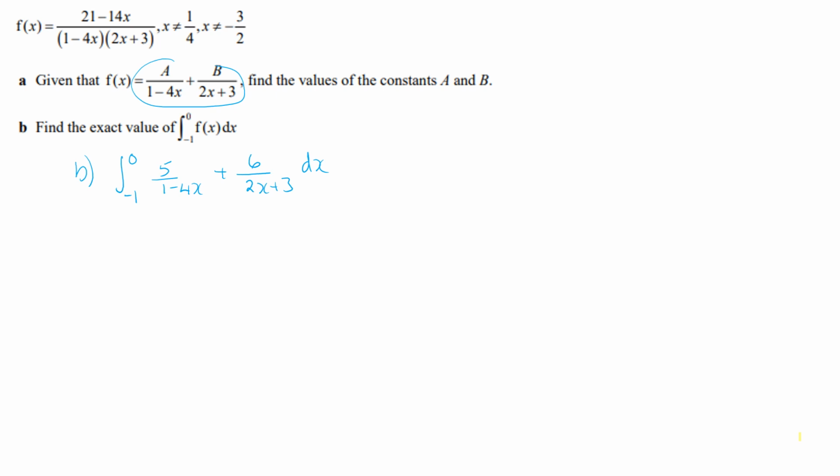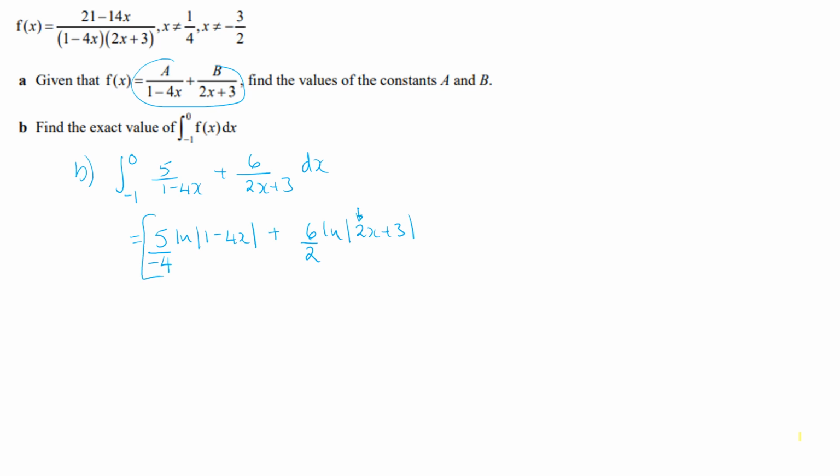Now, whenever we've got just a linear term in the denominator, that's going to integrate to ln's. So this is going to be 5 times the ln of 1 minus 4x. And then you've got to think about what will happen when I differentiate. It will give me 5 over that denominator, but then I'll times by a minus 4. So I need to get rid of that. So that's going to go on the front. And then plus 6, the ln of 2x plus 3. And then again, I'm going to be dividing by 2 to get rid of that 2 that will come from the chain rule.